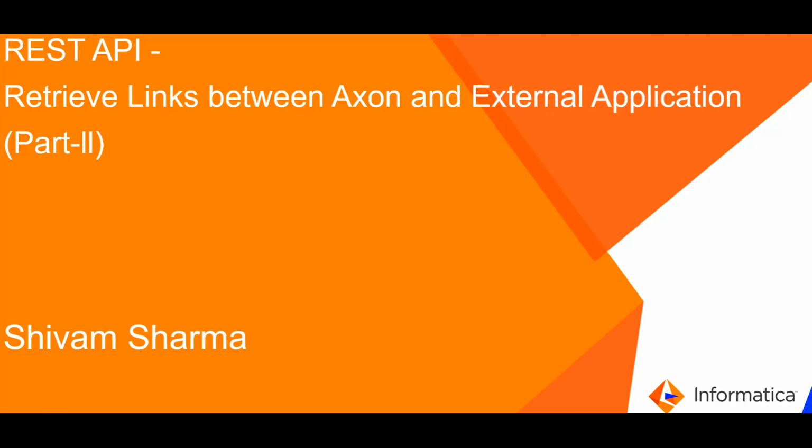Each attribute to field link has two endpoints. The first endpoint is the Axon attribute and the other endpoint is the EDC field. We can fetch the link details using the REST API query if the information for either endpoint is specified. Now let us take a look at the REST API query for both the scenarios.